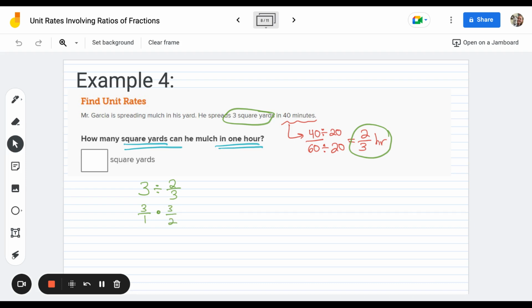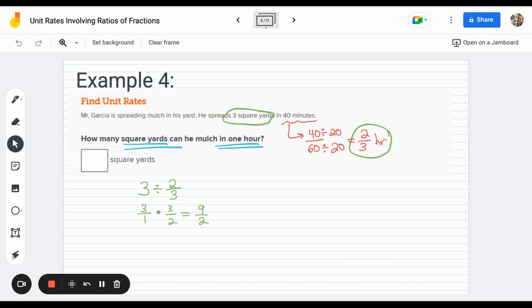Then we multiply across the top, multiplying our numerators, and across the bottom, multiplying our denominators. So we're going to do 3 times 3 and 1 times 2. That's going to give us an answer of 9/2. Again, just to make a little more sense of this, we're going to convert this into its mixed number.